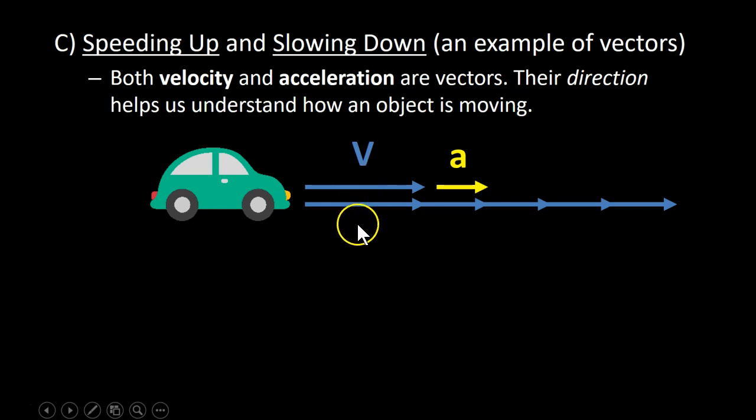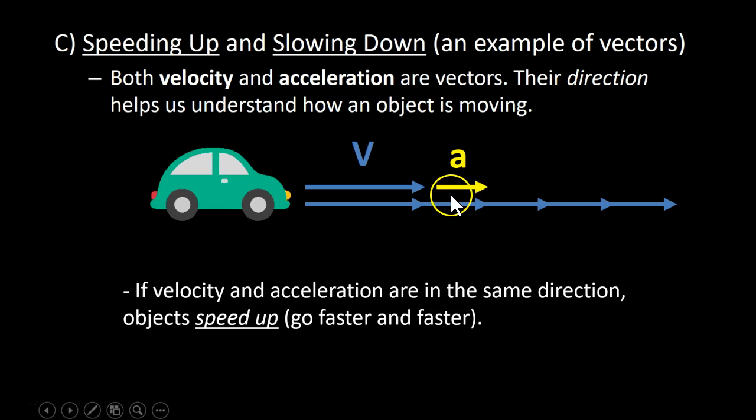So this is us showing the car's velocity increasing, going faster, and that's happening because the velocity was going to the right and the change in velocity was also going to the right. So if velocity and acceleration are in the same direction, the object was speeding up in this case. It was going faster and faster. This velocity, then this velocity, then this velocity, then this velocity. So that's showing us how vectors help display what it means for things to speed up.